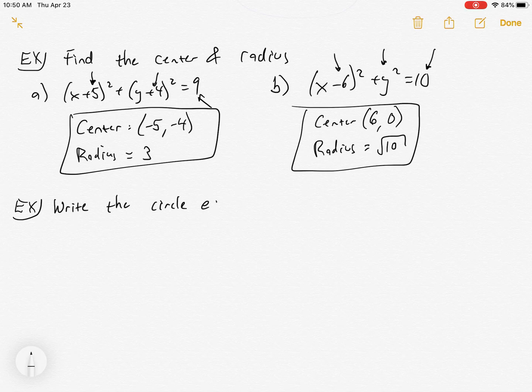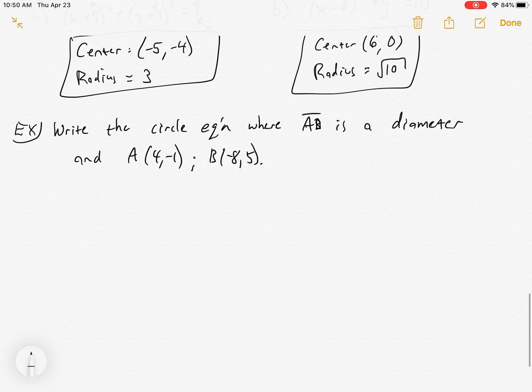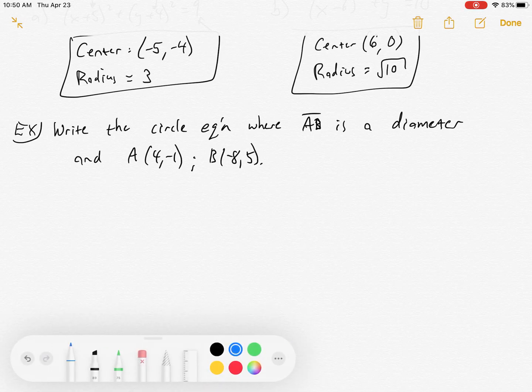Finally, kind of our challenge problem for this section. This wraps it up here. So we'll take a few minutes. Let's say they ask you to write the circle equation. So back to that again, where AB is a diameter. So you have some diameter AB, and A is (4, -1), and B is (-8, 5).